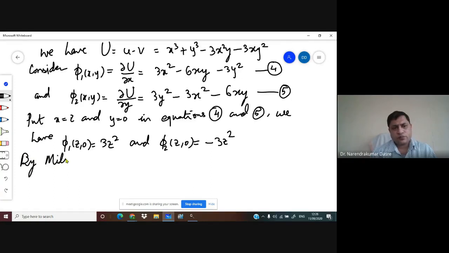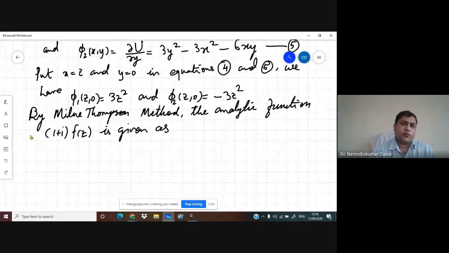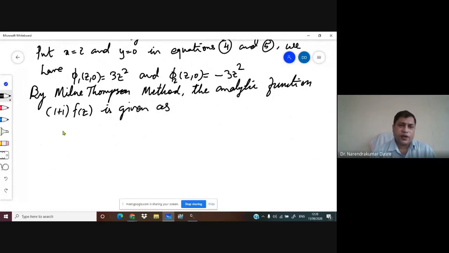Okay, and we have phi 2 of xy is equal to ∂u/∂y. So the derivative of this term with respect to y, we'll be having 3y² − 3x² − 6xy. So this is equation 5. So we got the first derivative and the second derivative, and now we have to follow the third step.